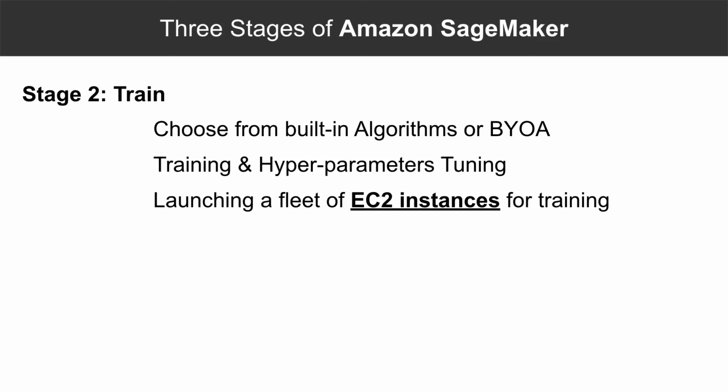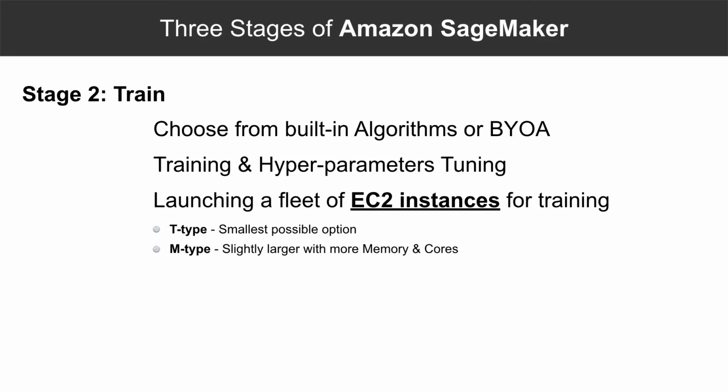On AWS Cloud, there are a couple of types of instances that you can spin up. The very first type is T-type, which is the smallest possible option. Then there's M-type. It's slightly larger with more memory and cores. Then we have C-type, which is compute optimized instances. And lastly, we have P-type, which is GPU enabled instances.